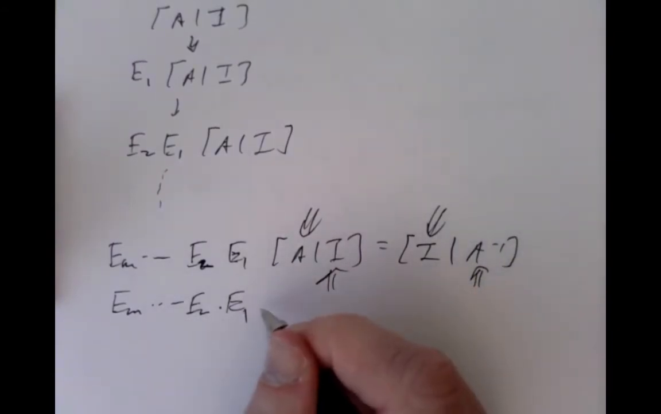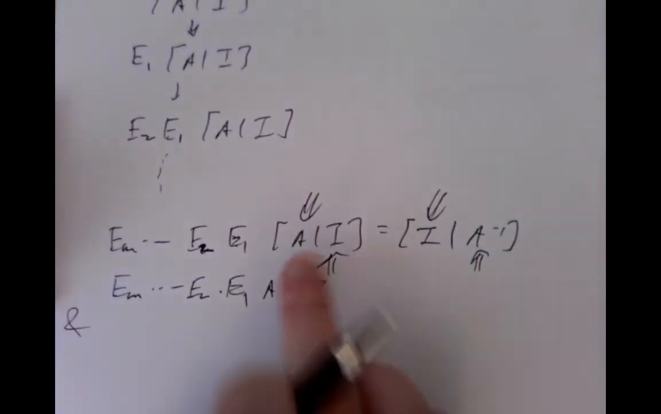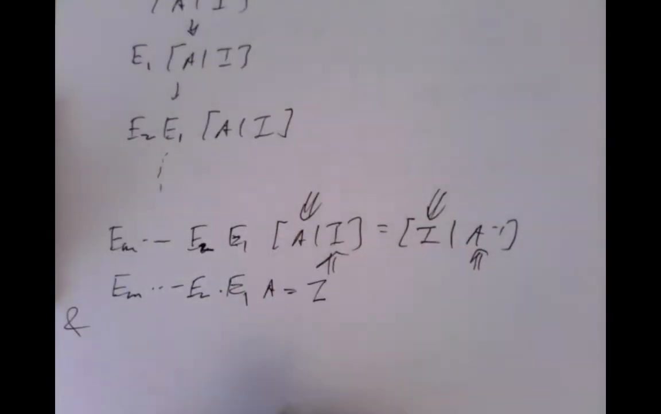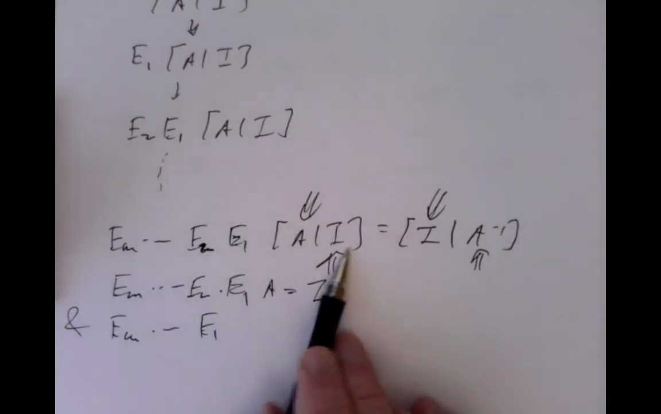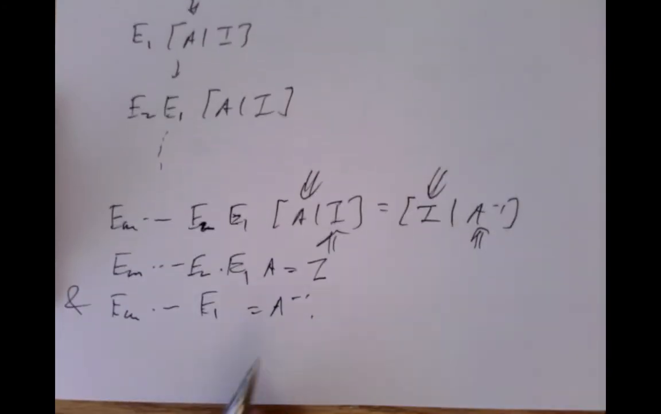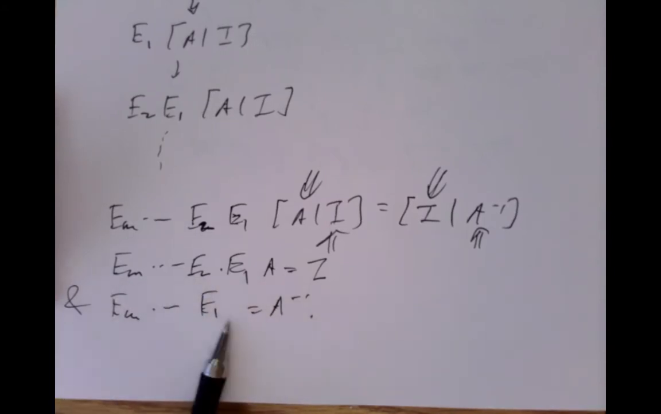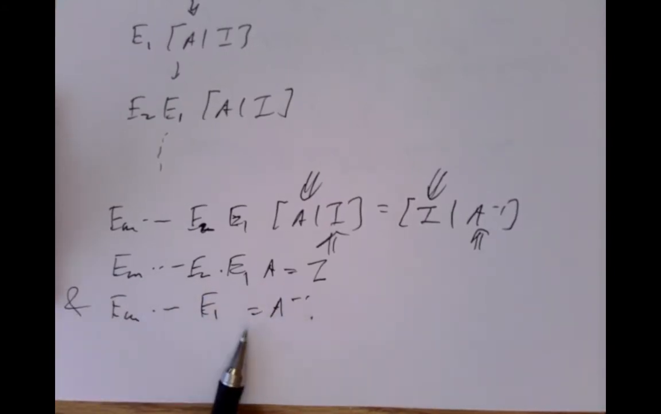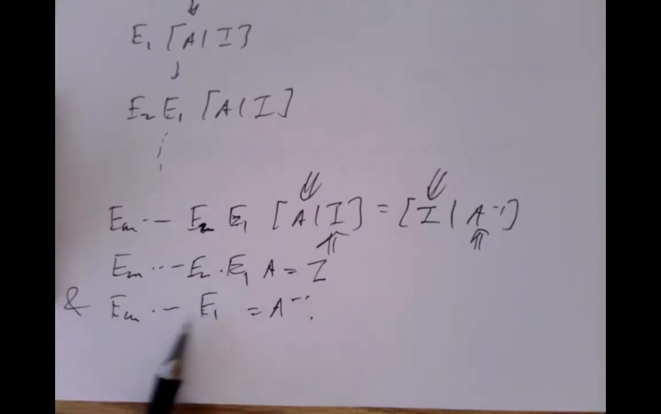So EM through E1 times A must be the identity. And so that's the first slot. And then we look at the second slot, we get that EM through E1 times the identity is A inverse. So we found a way to compute, by these row operations, an expression for how we would write the inverse. The inverse is the product of all of those elementary matrices, each of which can generate one step in the reduced row echelon calculation.